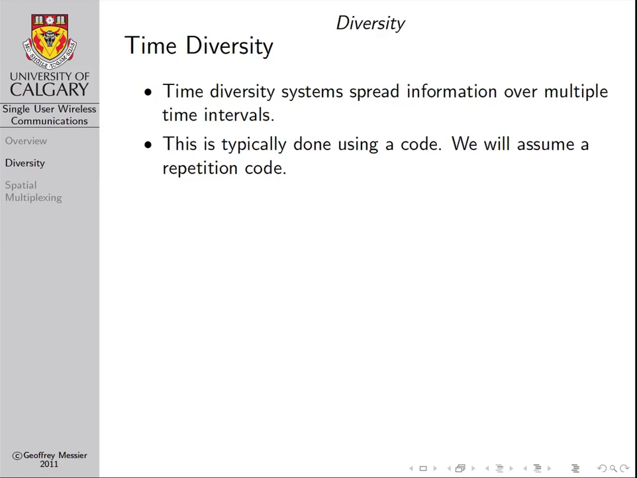And so what we're going to assume is the simplest form of coding, which is a repetition code. The idea is we take an information symbol and we just repeat it a bunch of times. And if we repeat it over a long enough time interval, some of the copies will experience different fades than others.